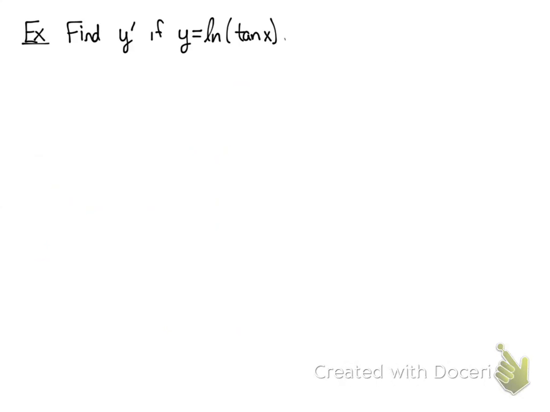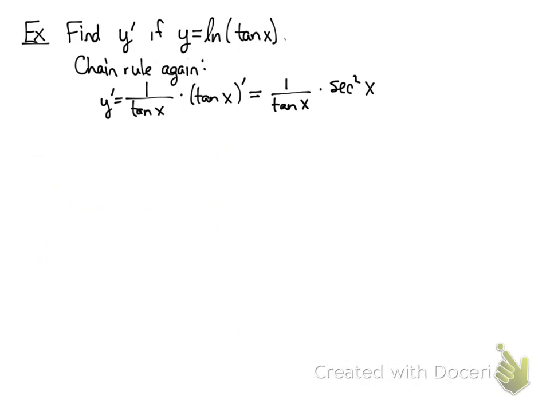Okay, a different example. Let's find the derivative of the natural log of the tangent of x. So again, this is a composition of functions. I have an outer and an inner function, so I need to use the chain rule. The derivative of the natural log of something, on the previous slide we saw, was 1 over the something. So the derivative of the natural log of tan x is 1 over tan x. But that's not all. You have to multiply times the derivative of that inside thing. So times the derivative of tan x. Everybody remember the derivative of tangent is secant squared. So I have secant squared x over tangent x. Now that's one way to write the answer.